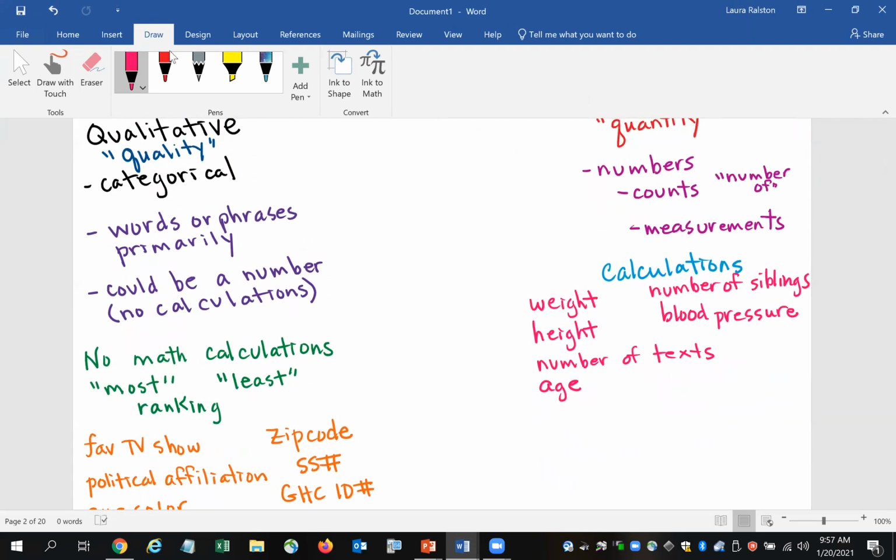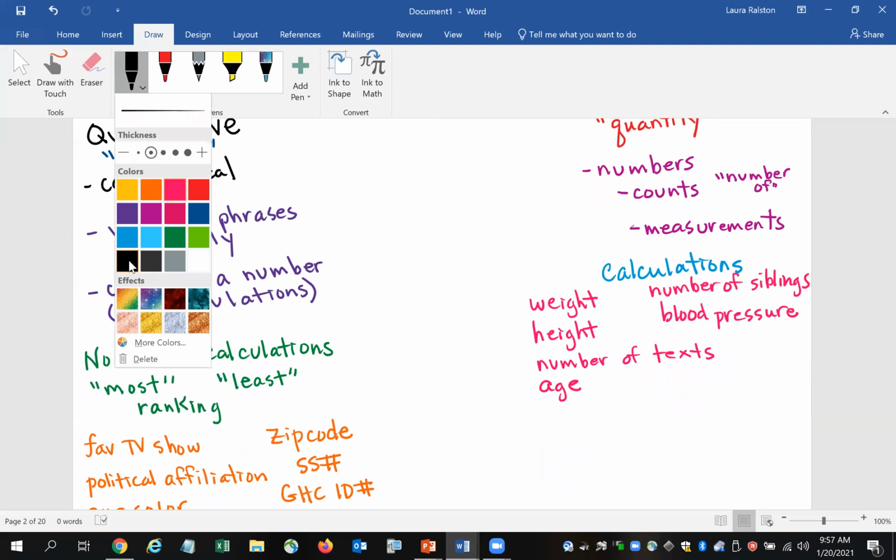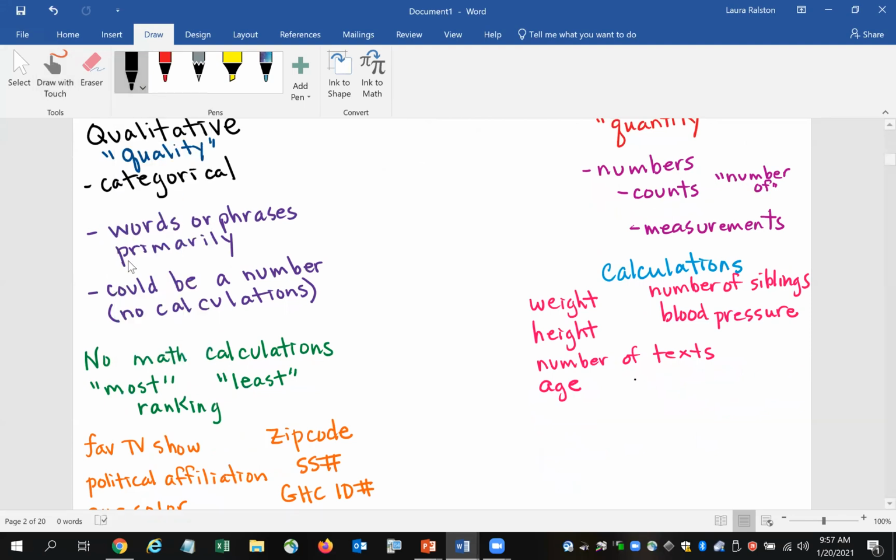Quantitative data can actually be broken down further into two additional categories, so that ultimately you have three primary types of data. You have qualitative, you have quantitative discrete, or you have quantitative continuous. So what's the difference? How do you know when it's discrete, and when it is continuous?